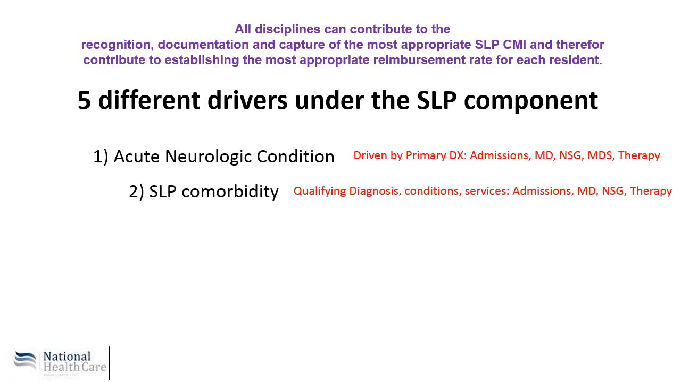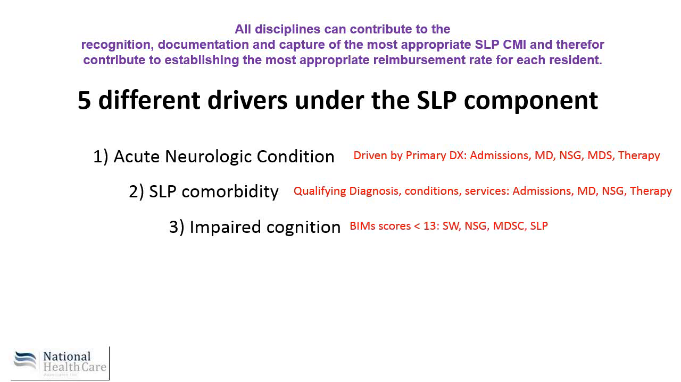The other driver is speech comorbidity, and this is driven by qualifying diagnoses, conditions, or services that the patient will receive once they're in the facility. Again, your admissions folks, the doctors, nursing, MDS coordinators, and therapy will look through the medical record to try to identify whether or not this person has the different qualities that will allow them to capture a comorbidity under this component. Impaired cognition is driven by your BIM scores that are under 13.